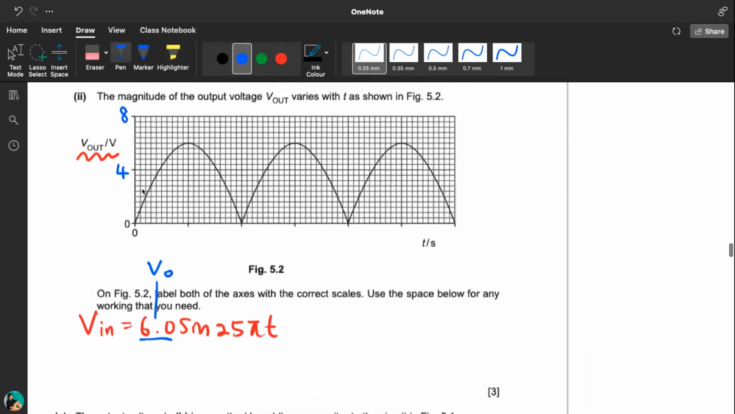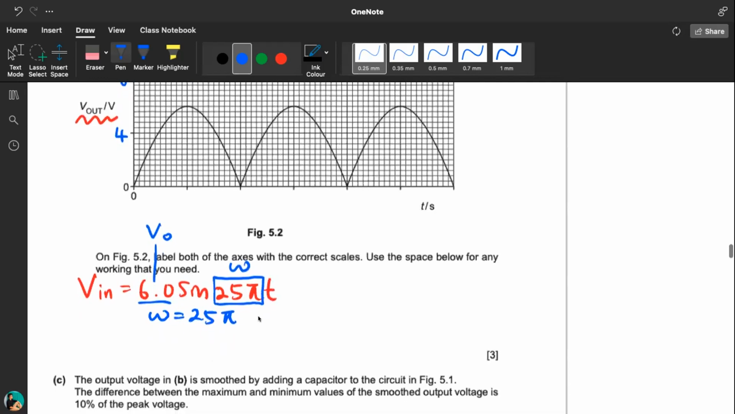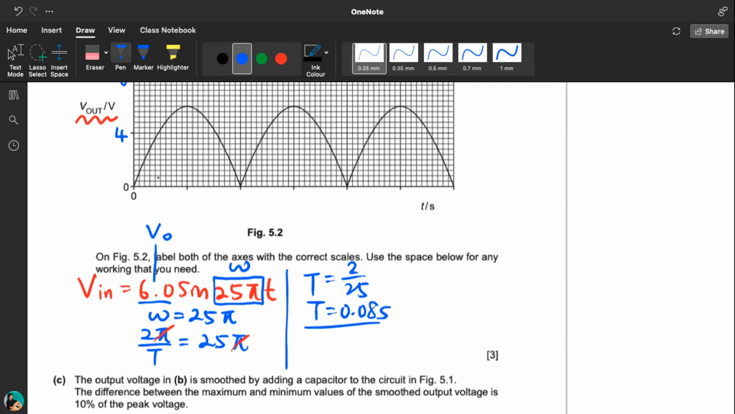And then also we need to put in the scale for the x-axis from the omega here, sine omega t. So omega equals 25 pi. And omega is 2 pi over period. 25 pi, okay, cancel. 2 over 25, 0.08 second. So one cycle is 0.08 second.